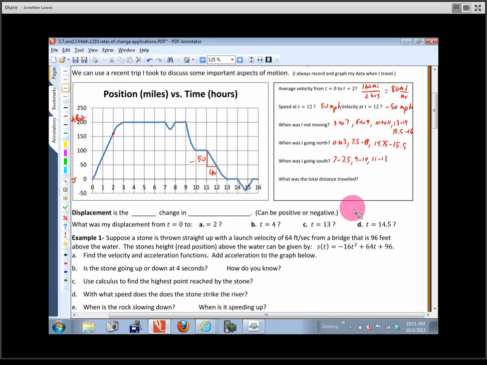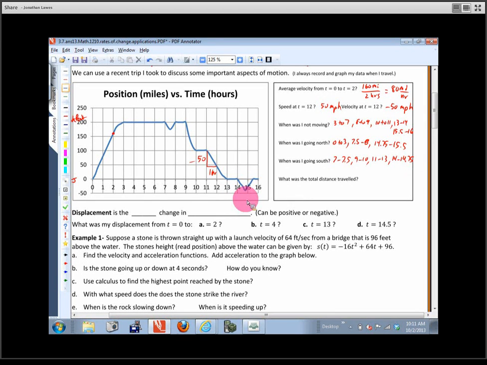Okay. So, what was the total distance traveled? Oh, okay. Yep. 14 to 14.75. Thanks. So we got these times right here, and then I was heading south again right here.